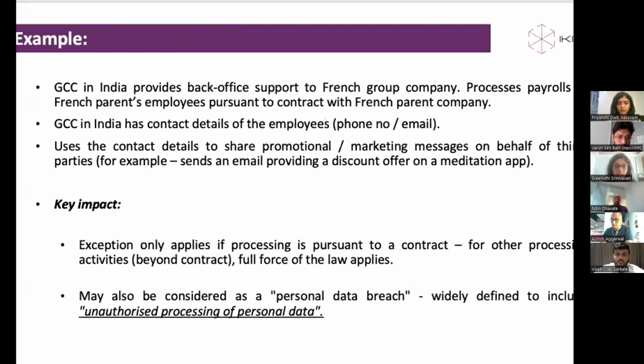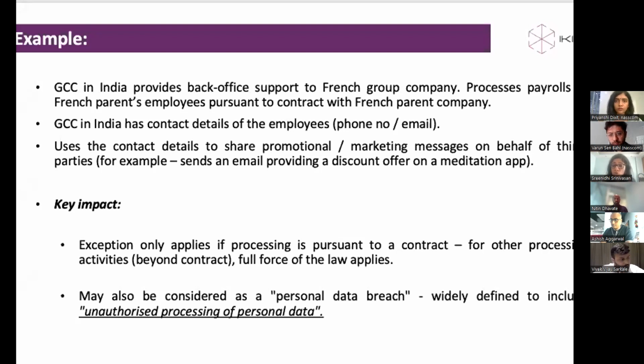But one important piece here on what that contract framing suggests is that if you're performing within the limits of that contract, you are eligible for that exception. But the moment you stray from that, the full force of the law then applies to you.